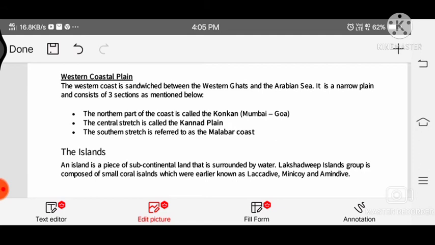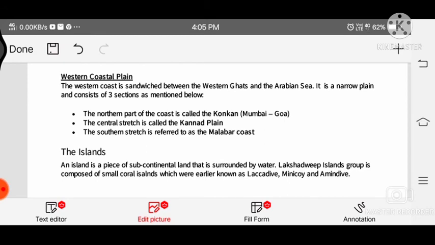The northern part of the coast is called the Konkan, which includes Mumbai and Goa. The central stretch is called the Kanara Plains, and the southern stretch is referred to as the Malabar Coast.